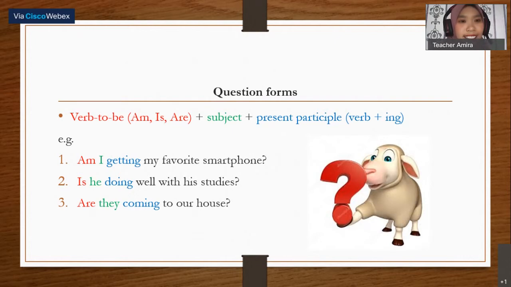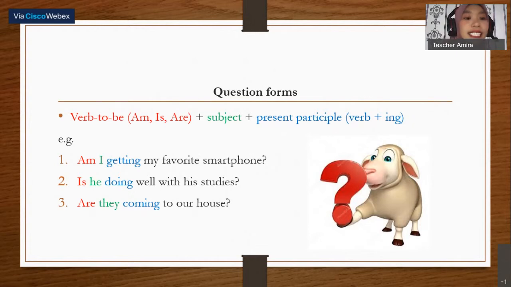Like when you want to ask your father, am I getting it? Am I? Like, am I attending the ceremony? Am I eating your chocolate? Sorry.